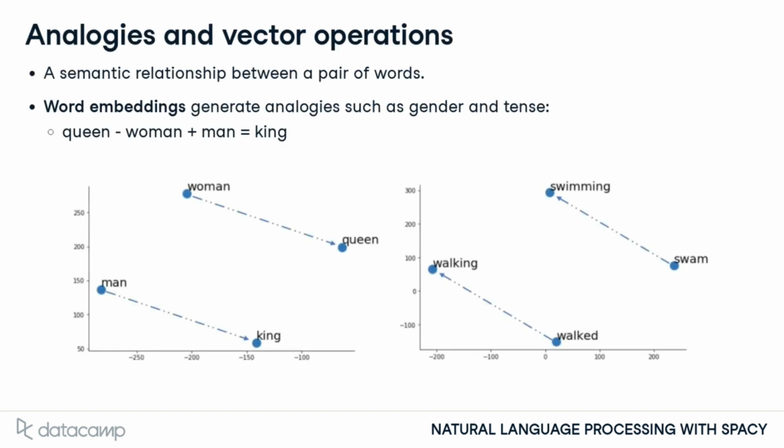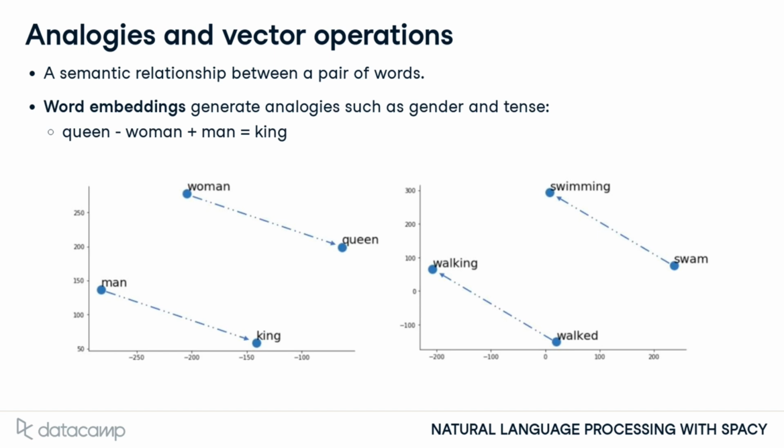Now into analogies and semantic understanding of the words. Word vectors can capture semantics and can also support vector operations such as vector addition and subtraction. A word analogy is a semantic relationship between a pair of words. There are many types of relationships such as synonymy, antonymy, and whole-part relation. Some example pairs are king minus man and queen minus woman, and also walked minus walking and swam minus swimming. Word vectors can generate remarkable analogies such as gender and tense.